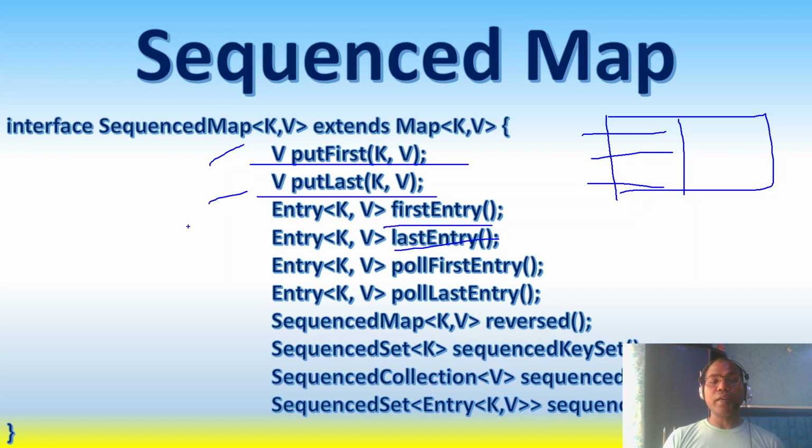So these are for the get operation. If you want to remove, they don't use words like remove, they have the option poll. Poll means you want to poll the first entry, and after polling you get the data, and from the map it is removed. Similarly for poll last entry. And let's look at the example.